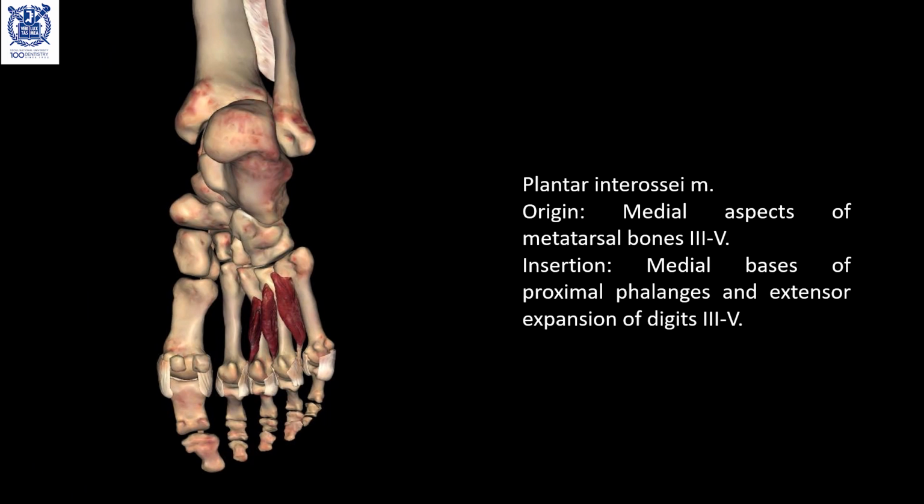The final muscle of the lower limb is the plantar interosseous muscle. This muscle has its origin at medial aspect of the 3rd to 5th metatarsal bones. Insertion, medial base of proximal phalanges and extensor expansion of the 3rd to 5th digits.